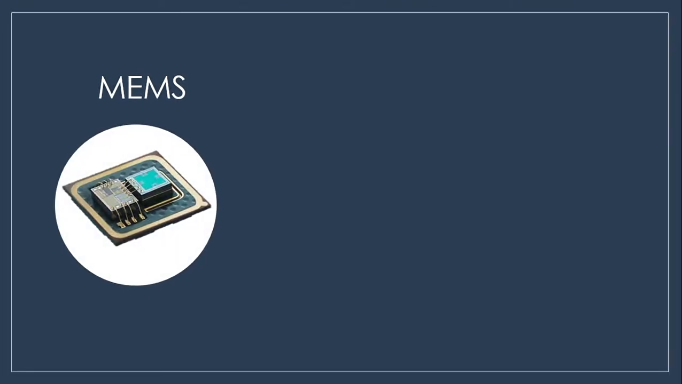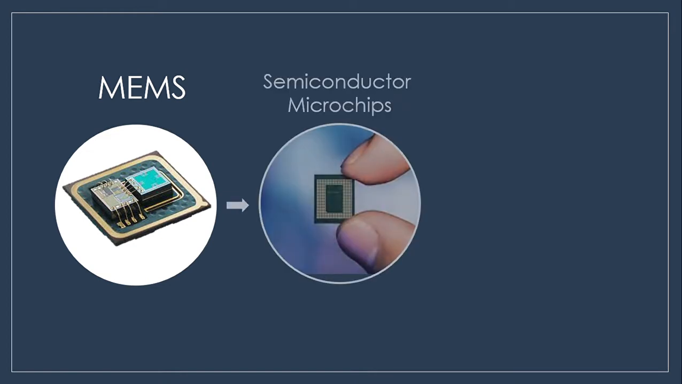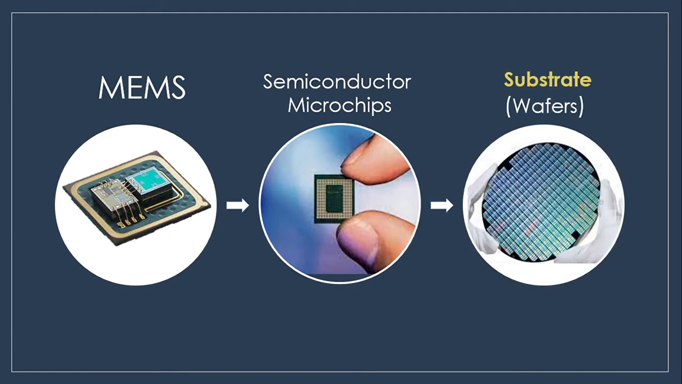Last week, we discussed the microelectromechanical systems and their utilization in the semiconductor industry. You already know that MUMS are integrated devices, which combine electronic, electrical, and mechanical components, and that their essential components are semiconductor microchips. In this video, we will focus on the silicon substrates, otherwise known as wafers, from which these microchips are manufactured.